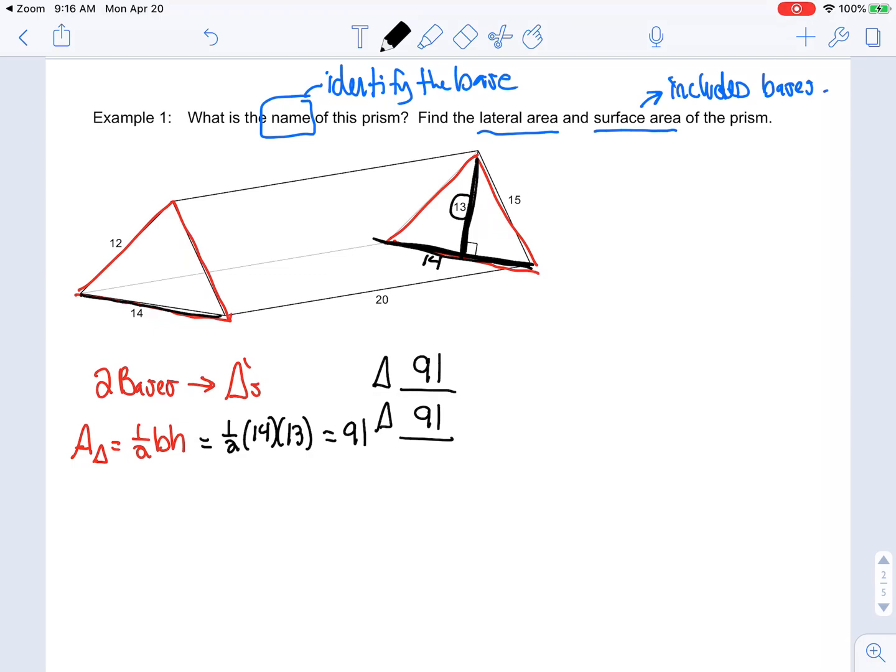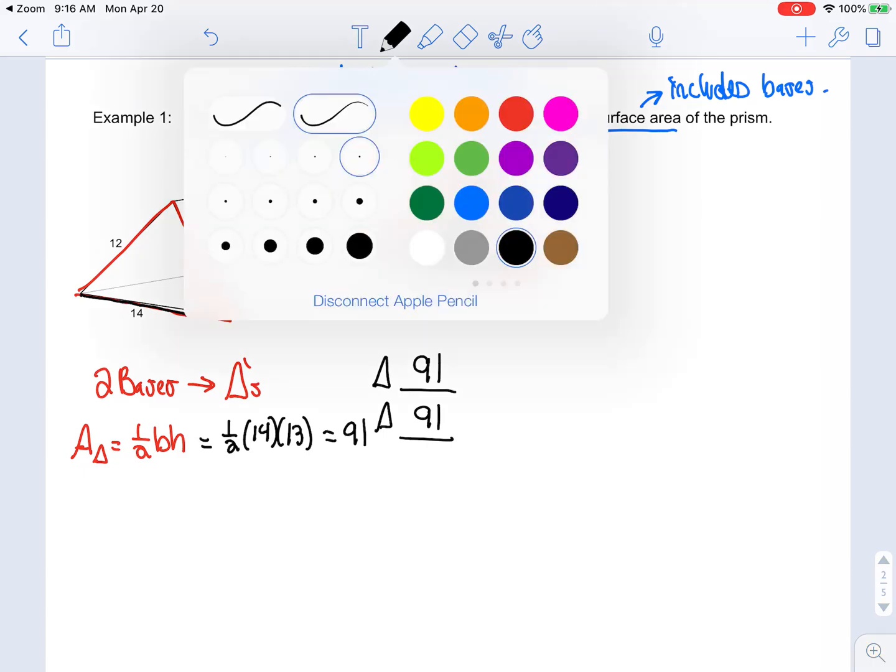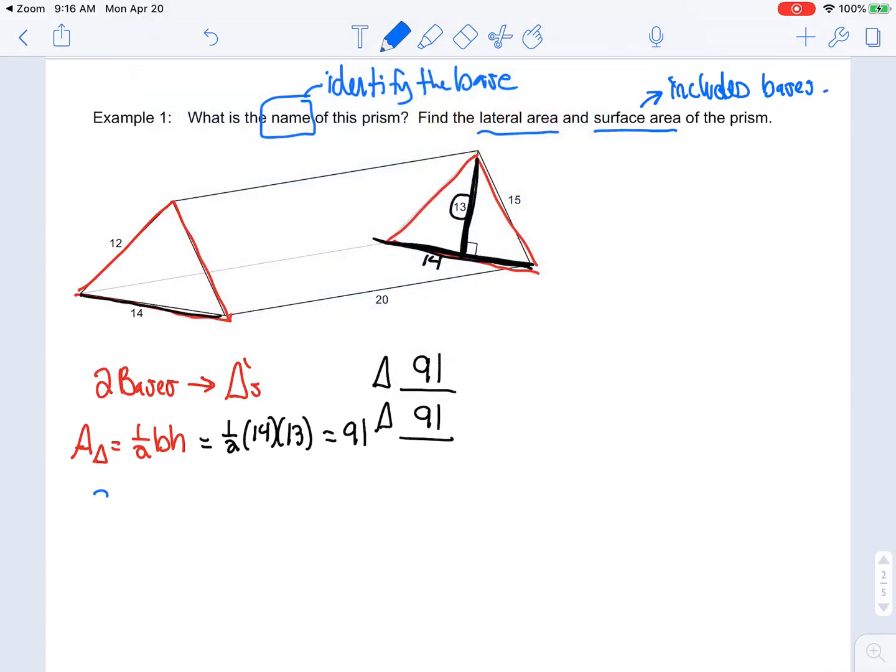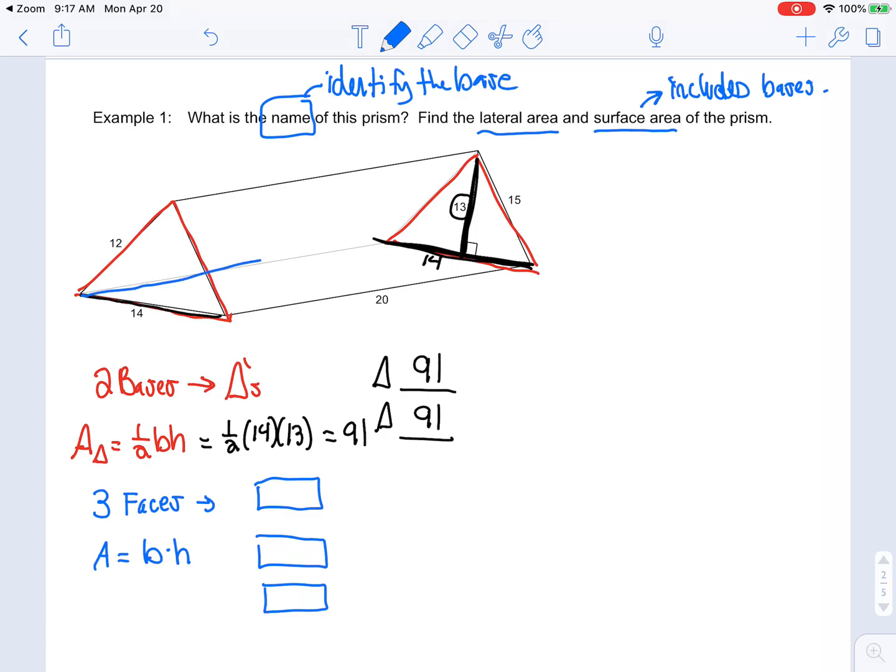Now, in addition to the triangles, now I have to find all of the faces. And there are actually going to be 3 faces in this one, and each of the faces is going to be a rectangle. So remember that to find the area of a rectangle, we're just going to do base times height. But you have to look closely at each face because they're not always going to be the same. So let's start with the surface down at the bottom.